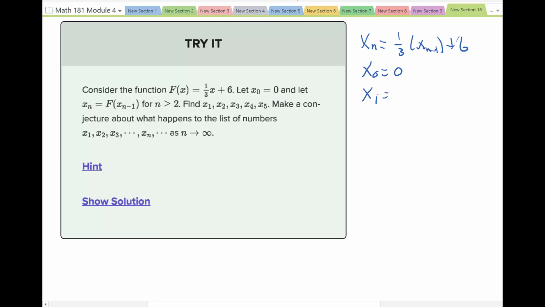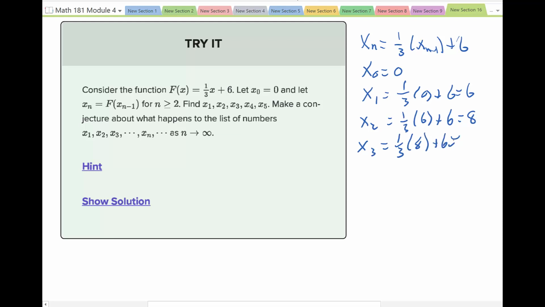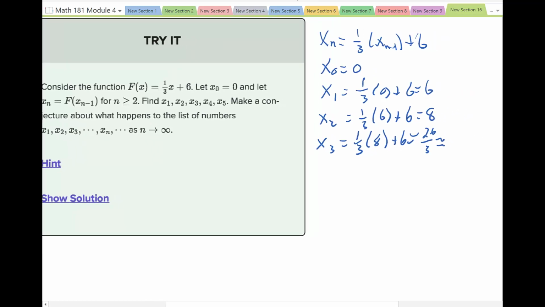x1 is 1/3 of 0 plus 6, which is 6. x2 is 1/3 of 6 plus 3. I think I made a mistake. It is plus 6. So that should be plus 6. That's going to be 8. x3 is 1/3 of 8, that's where it gets a little messy, plus 6. And that's going to be 26/3, which is approximately 8.67.